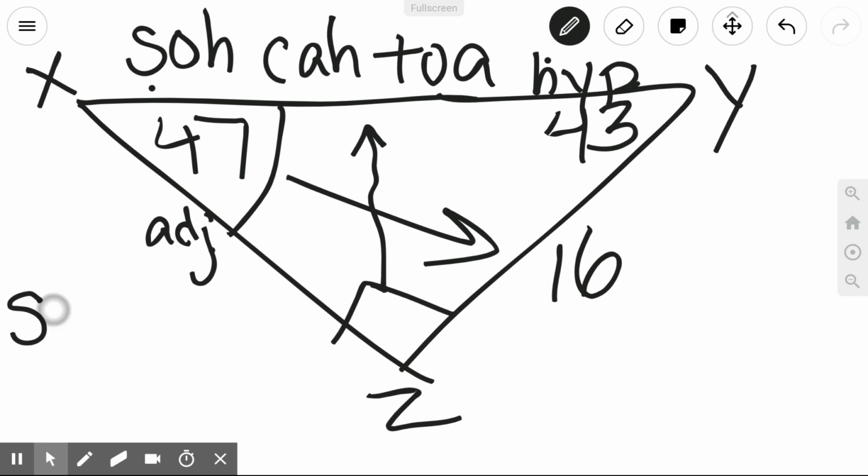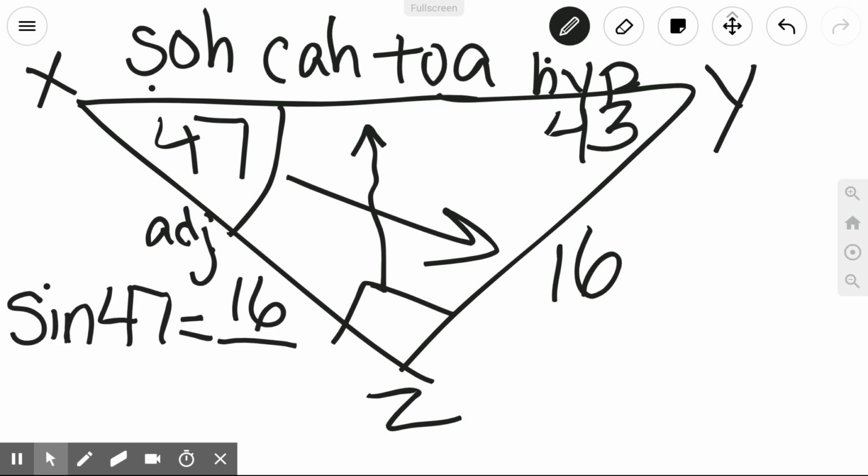I'm going to do the sine of 47 equals the opposite, 16, over the hypotenuse, which is x. I don't know what it is, so I'm going to have to use x. The part that's not nice here is you have x on the bottom. I would get rid of that right away, multiply both sides by x, because these cancel out, and I have 16 equals x times the sine of 47.